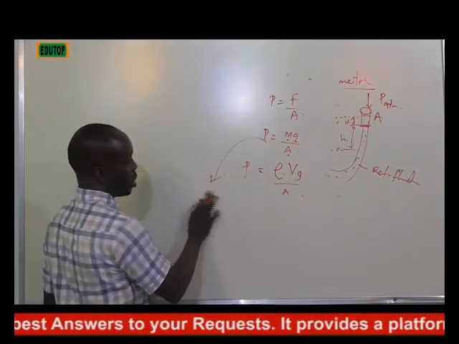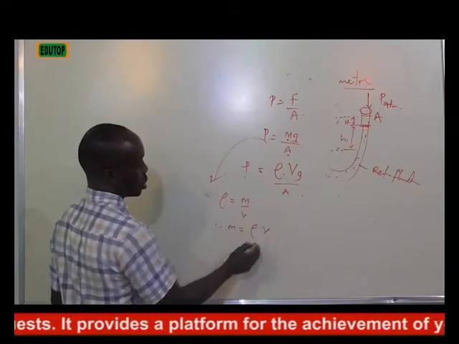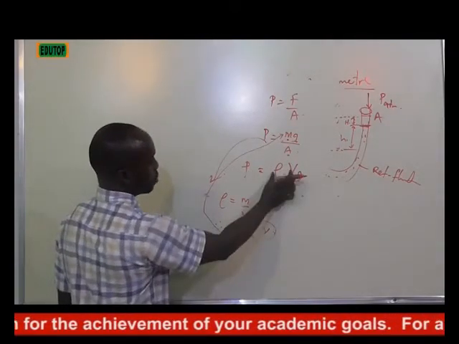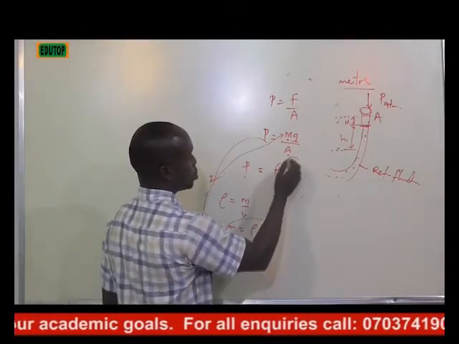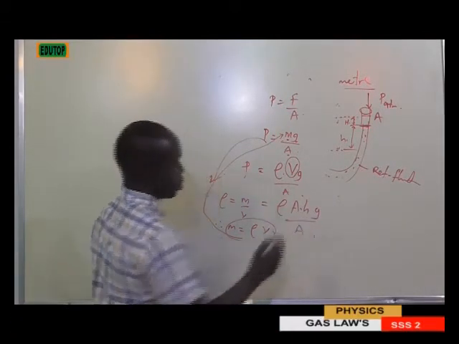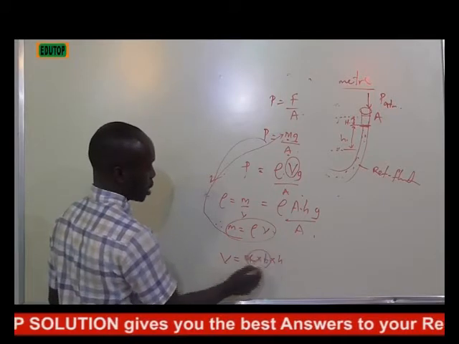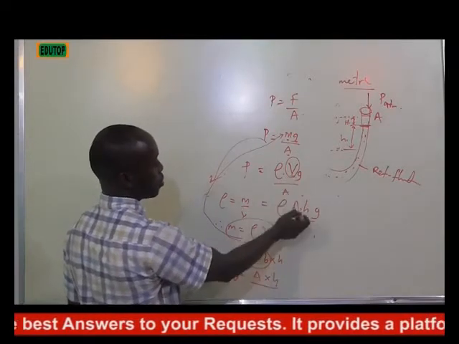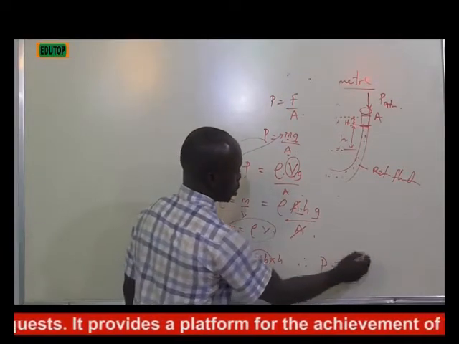Remember that density equals mass over volume. So from here, your mass equals rho V. If you put this in here, you will be able to have this here, and you have your g. Are we seeing it? From here, you remember that your volume can be broken down to A times h. What do I mean? Volume is the same thing as length times breadth times height. Length times breadth is area, times height. So your area times height can come in place of your V here. From here you can cancel the A. Therefore your normal pressure is given as rho h g.